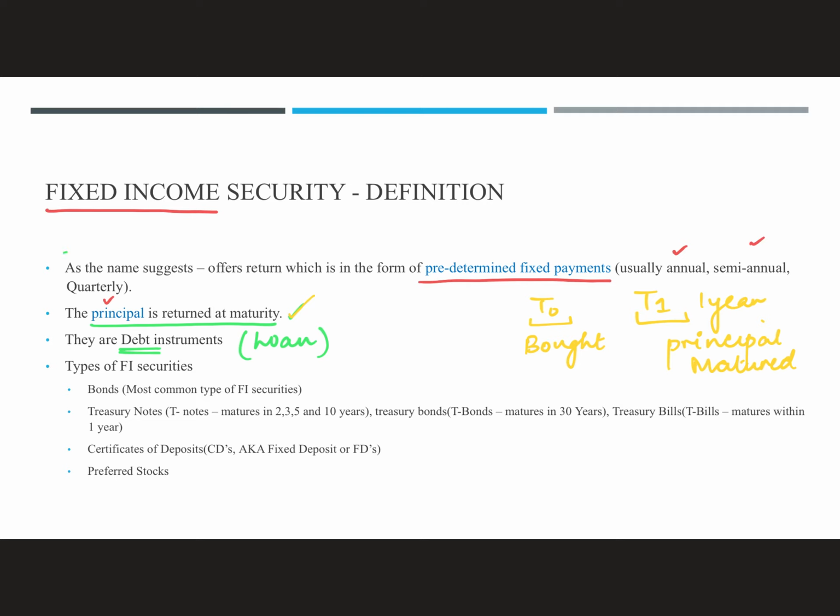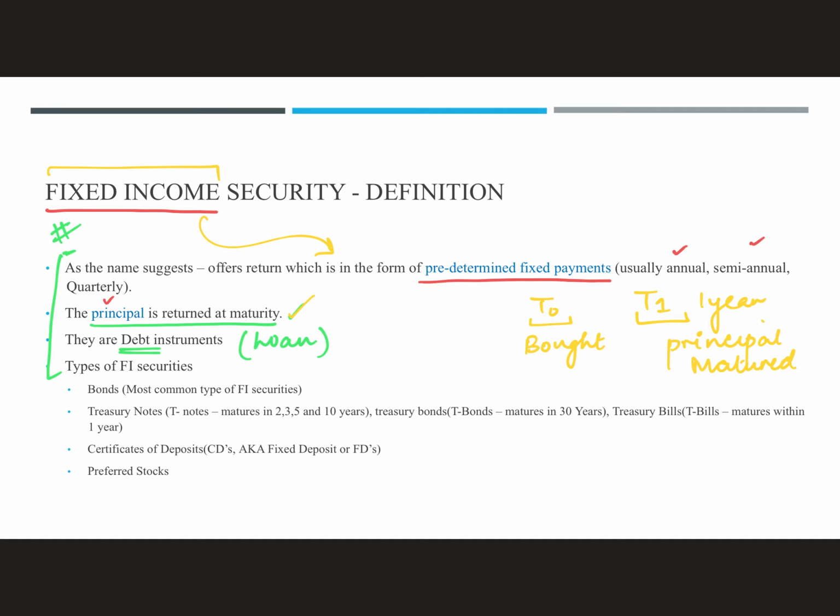So these are the three primary characteristics of a fixed income security. Now we understand why fixed income securities are called fixed income: because of the first characteristic, which mentions that there are fixed payments associated with it. The second characteristic is that there is a payment at the maturity of the fixed income security, and these securities are usually debt instruments similar to loans. So now we understand what a fixed income security is.